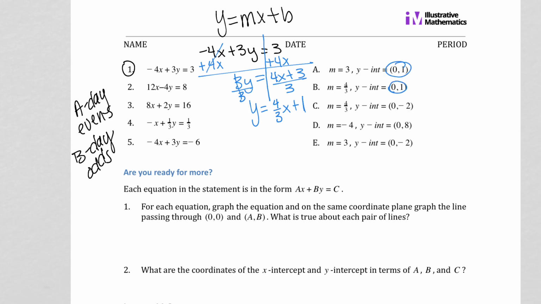So that means I have these two options. Then I'm going to look at my slope and see that it is 4/3, so it's B. So 1 is B. Somehow connect those, or put over here on 1, put B.